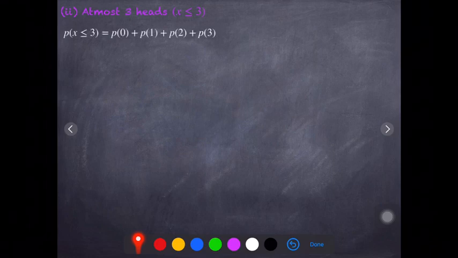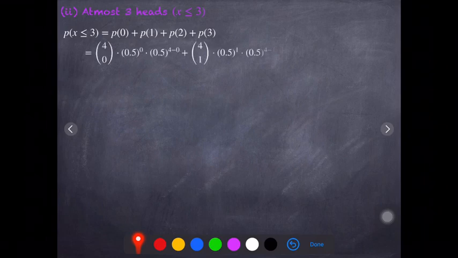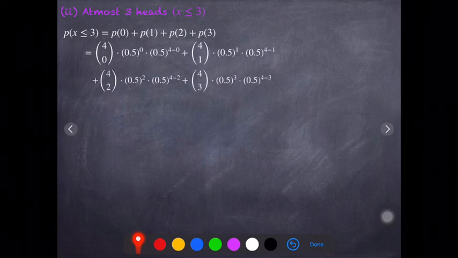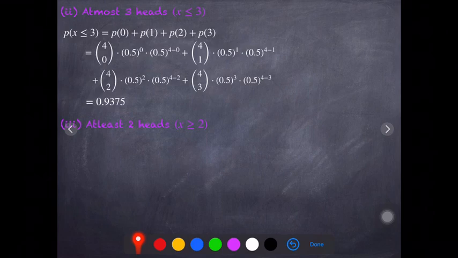The second sub question, at most 3 heads, that is x less than or equal to 3. That starts with p of 0 plus p of 1 plus p of 2 plus p of 3. So substituting the values of x is equal to 0, 1, 2 and 3 in equation number 1, we get this particular expression. Simplify in the calculator carefully, and we get the final answer 0.9375.